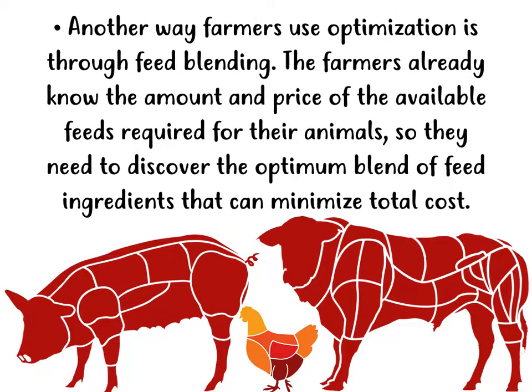Another way farmers use optimization is through feed blending. The farmers already know the amount and price of the available feeds required for their animals, so they need to discover the optimum blend of feed ingredients that can also minimize the total cost it takes to feed their animals.